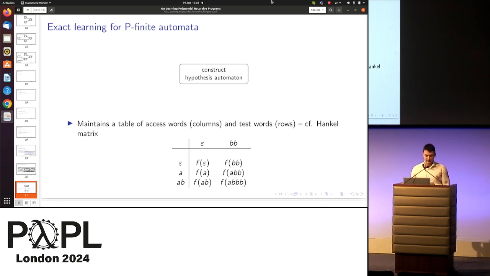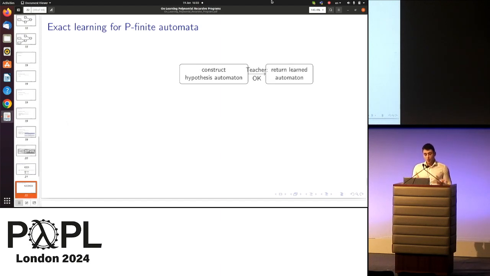This table is reminiscent of the Hankel matrix. For example, the value at the intersection of row A and column BB would be the value of the function evaluated at ABB, which we can access using membership queries. And after we have this table, we can do some polynomial interpolation in order to construct the hypothesis automaton. We then pass it to the teacher.